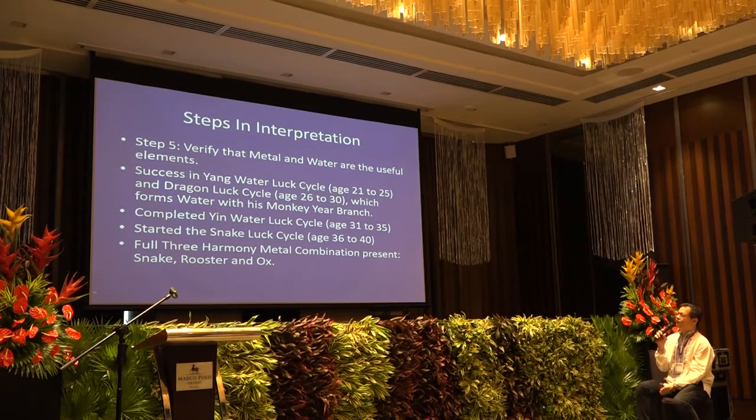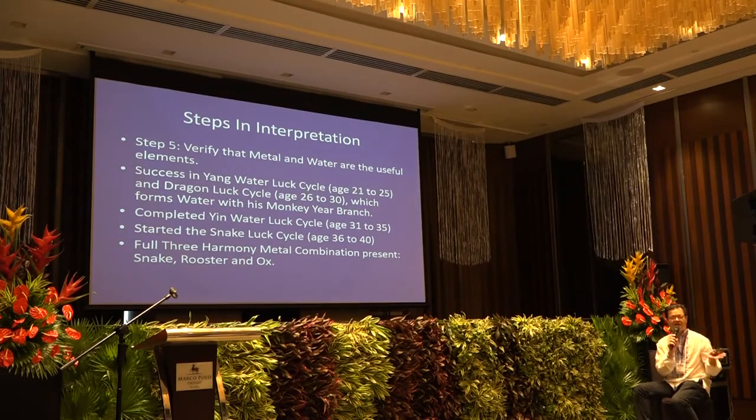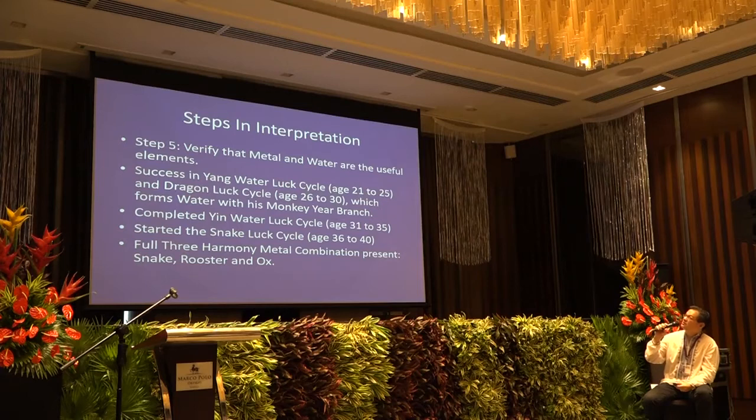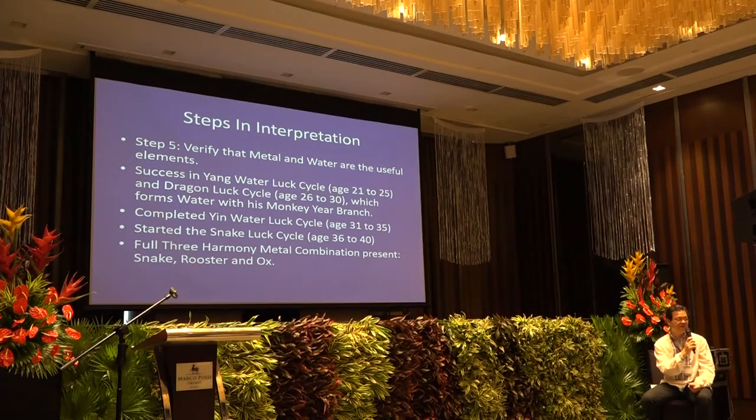So he has the full three harmony metal combination that I stated in page 2, which is snake, rooster, and ox. So there you go. So this person, a young man, became successful at 21, and he's only 37, 36, and he's still very successful. So he's clearly gone through the metal and water luck cycles between 20 and 40.